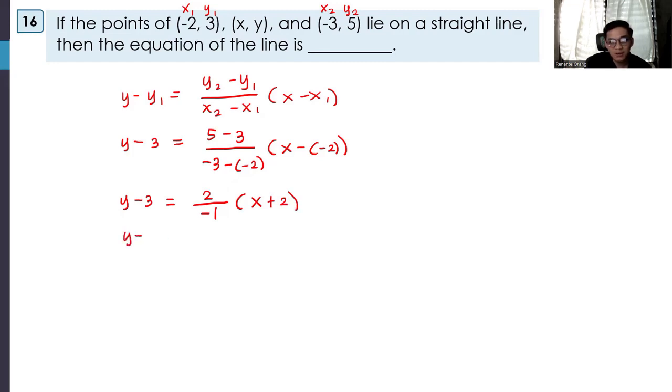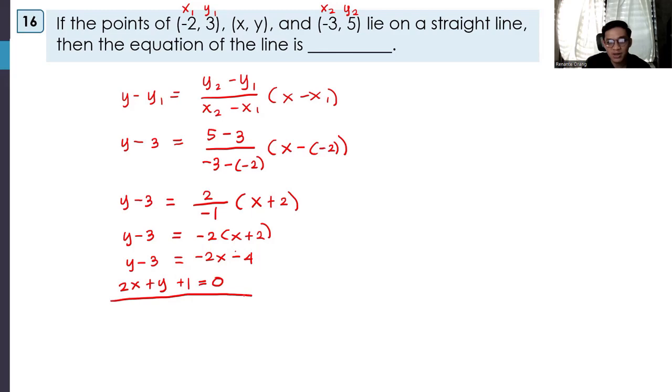So, simplify ulit natin. Y minus 3 is equivalent to negative 2x plus 2. Distribute, magiging y minus 3 is equivalent to negative 2x. Ito, multiply dito, magiging negative 4. So, rearrange po natin. Lagyan natin lahat sa left side. Magiging positive 2x plus y. Tapos, negative 3. Ito, lipat sa kabila. Negative 3 plus 4 is positive 1. Is equivalent to 0. So, therefore, this is our answer.